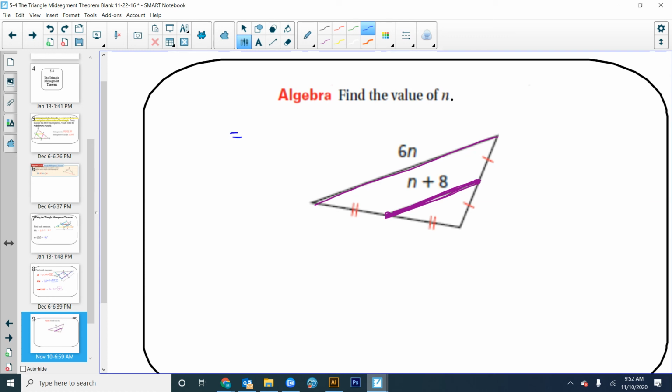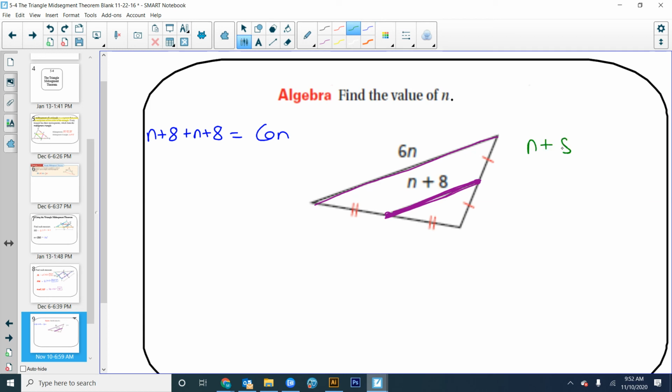So here's 6n. Does it take 1 n plus 8 to equal 6n? No, that's what I told you not to do, right? How many n plus 8s does it take to make 6n? It takes two of them, doesn't it? An n plus 8 plus another n plus 8 to equal 6n. That's one option.